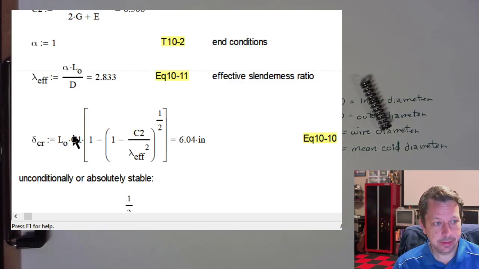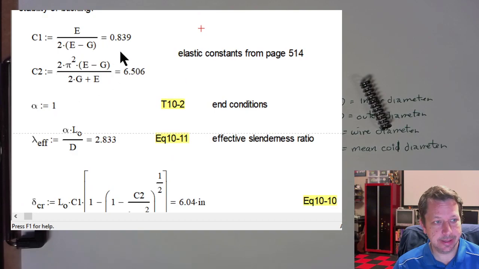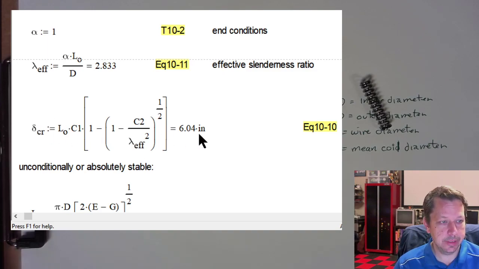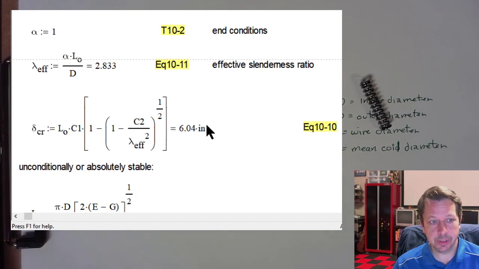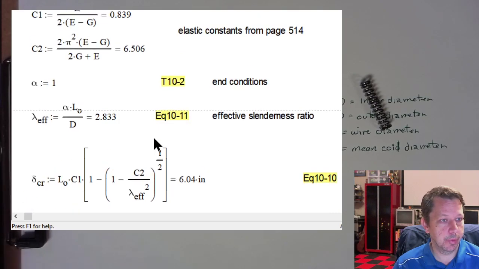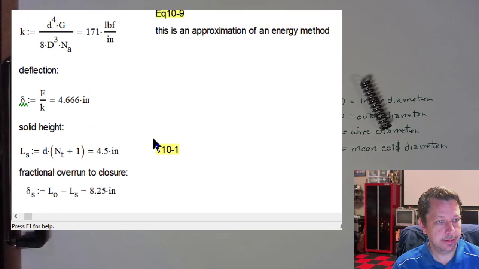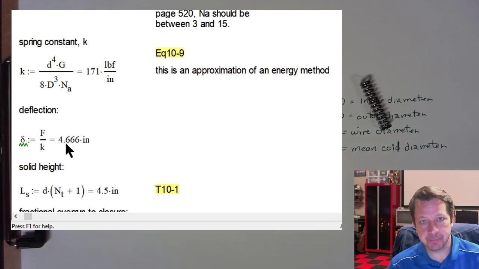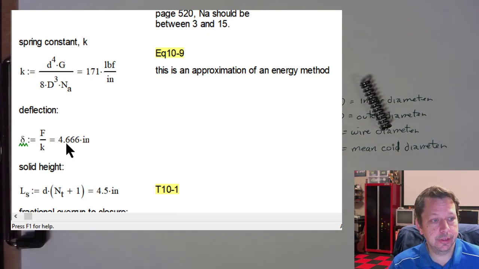So the free length, there's those C1 and C2, those elastic constants that you calculated earlier. There's your effective length, which has the end conditions built into it. And you get an amount here. So this is the number of inches that if you were to compress the spring this amount, 6 inches, then it has gone critical and buckled. Remember, we were compressing it, where's our 4.7 inches. So we're close to that, but we're under it. So in our current operating condition, with the 800 pounds on it, it shouldn't actually buckle.